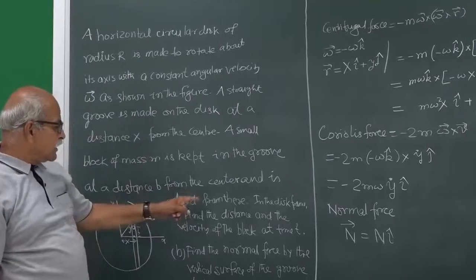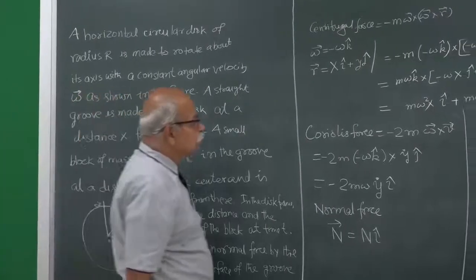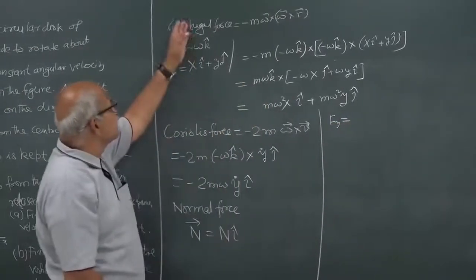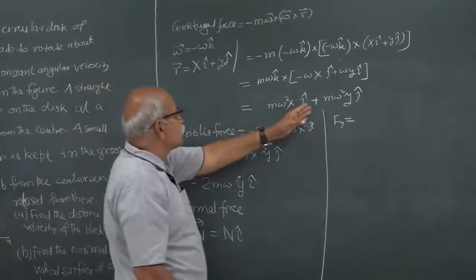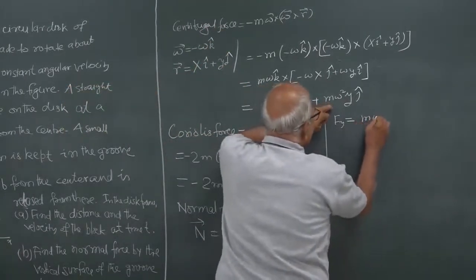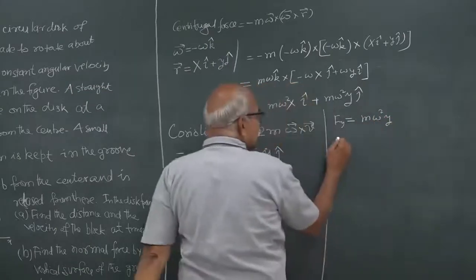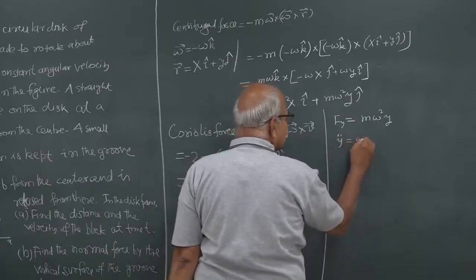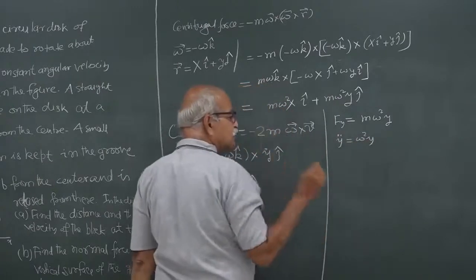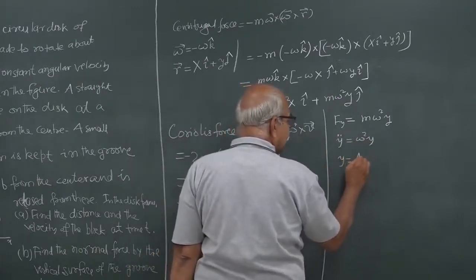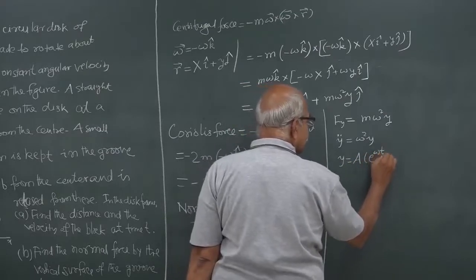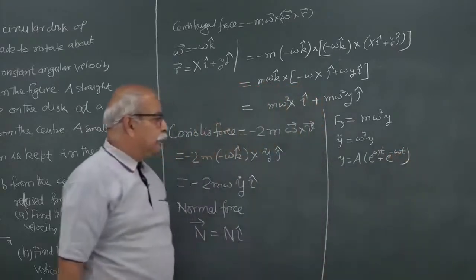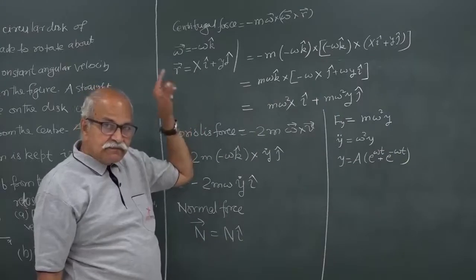So, I need y and I need y dot. Okay. So, the force in the y direction, let us see, that comes from here. So, this is m times omega square y, and therefore, the acceleration y double dot is equal to omega square y. We have already solved this equation in the previous lecture. y is some A e to the power omega t plus B e to the power minus omega t. Okay. Using the initial conditions.